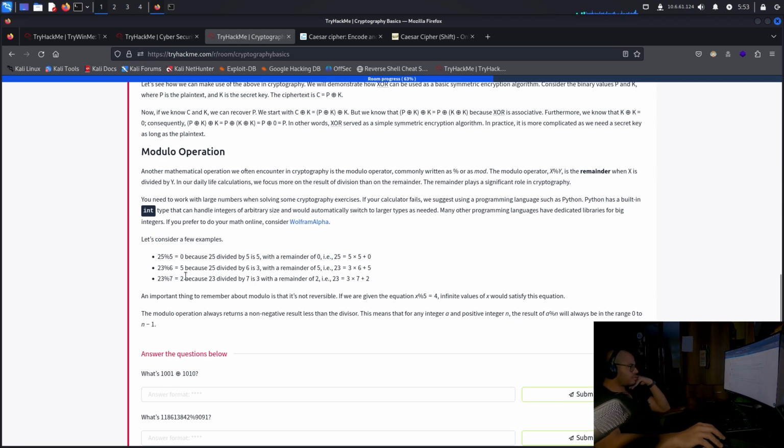Okay, let's consider a few examples. 25 mod 5 is 0, 23 mod 6 would be 5. The important thing to remember about modulo is that it's not reversible. If we're given the equation x mod something equals a value, infinite values of x would satisfy this equation. The modulo operation always returns a non-negative result less than the divisor. This means that for any integer a and positive integer n, the result of a mod n will always be in the range of 0 to n minus 1.